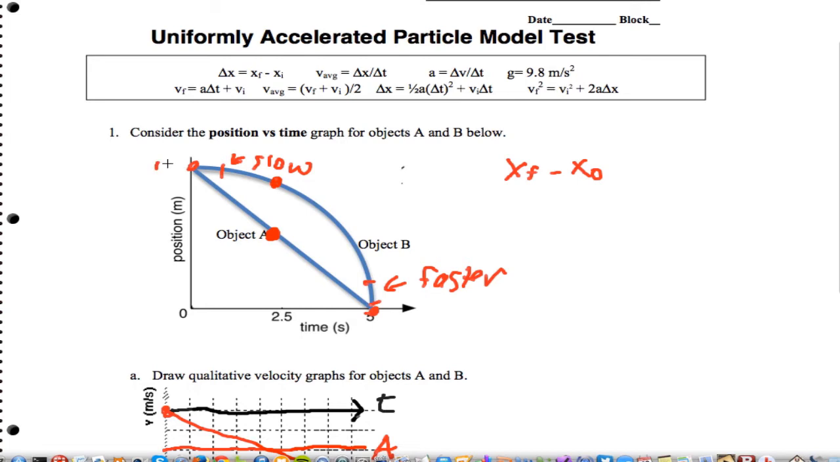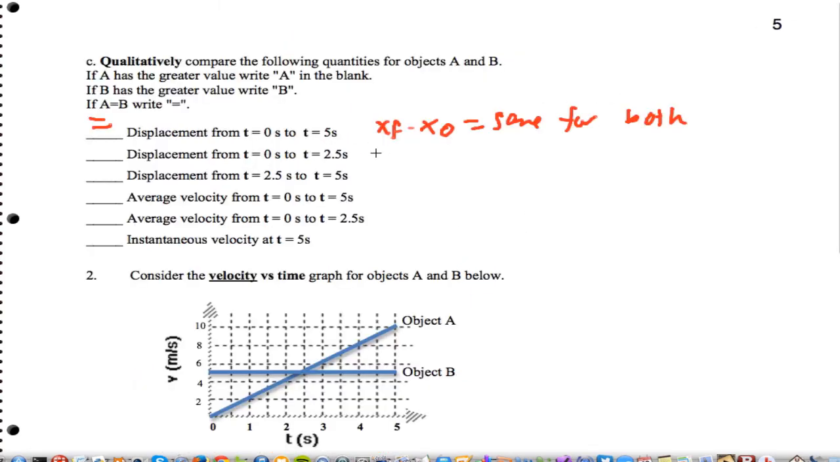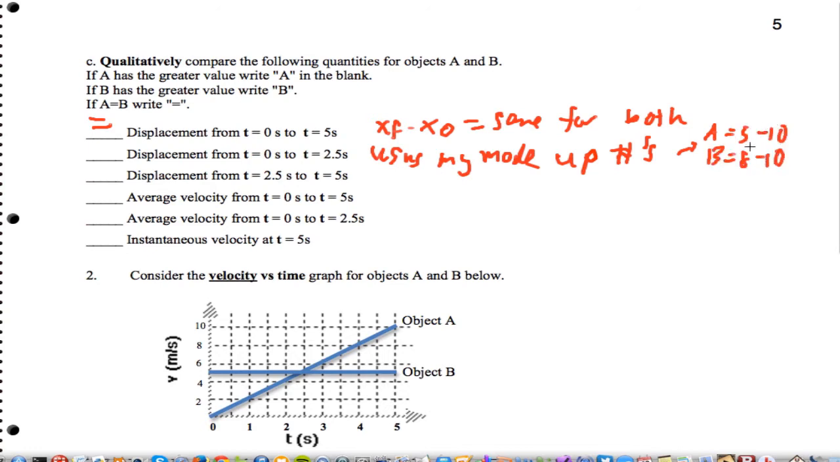Now if you want to, you can actually mark things. Like you can say, hey, let's make this 10, for example, let's make this 5. And what we see is that at 2.5 seconds, using my made up numbers, object A would be 5 minus 10. Object B would be like, I don't know, 8 minus 10. So if we're going to go by magnitude, what we would say is that object A has the greater displacement.